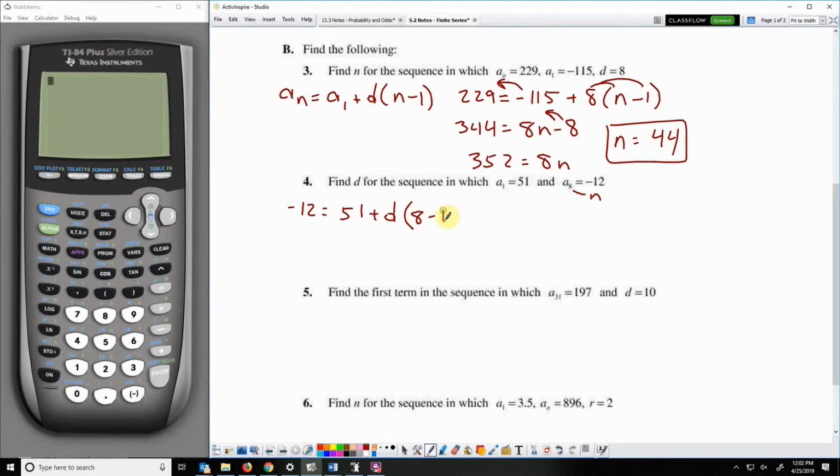So 8 minus 1. So I will subtract this 51, so negative 12 minus 51, that's negative 63, equals, and 8 minus 1 is 7, so 7d. And we'll divide both sides by 7 and find that the common difference here is negative 9.